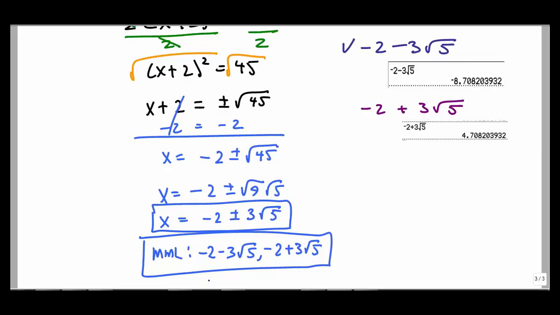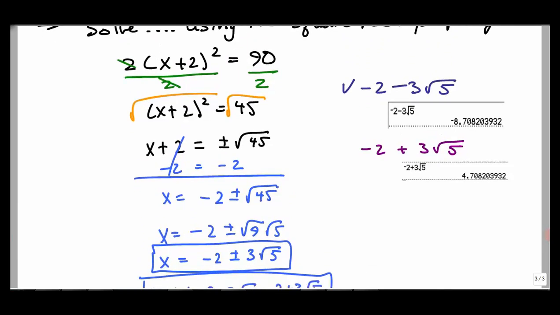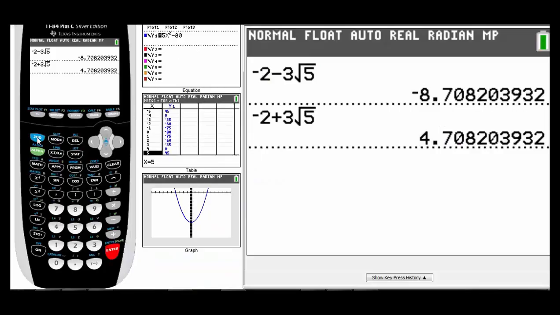So again, we want to graph this equation, and when we graph this equation, it has to be set equal to 0. So my original was 2 times the quantity x plus 2 quantity squared equal 90, but I need to subtract 90 and get it set equal to 0 before I can graph it. So let's again jump back to your calculator.